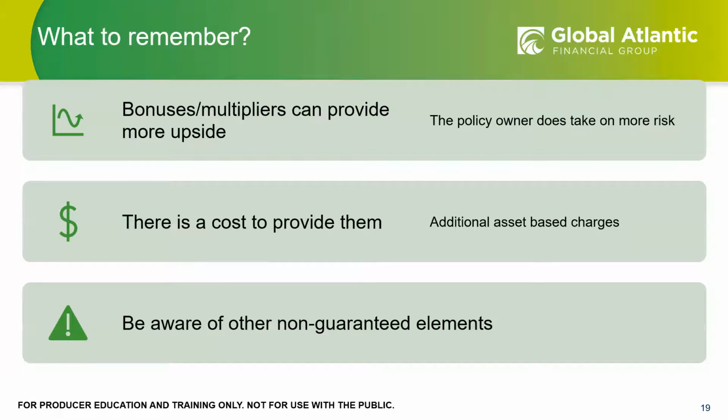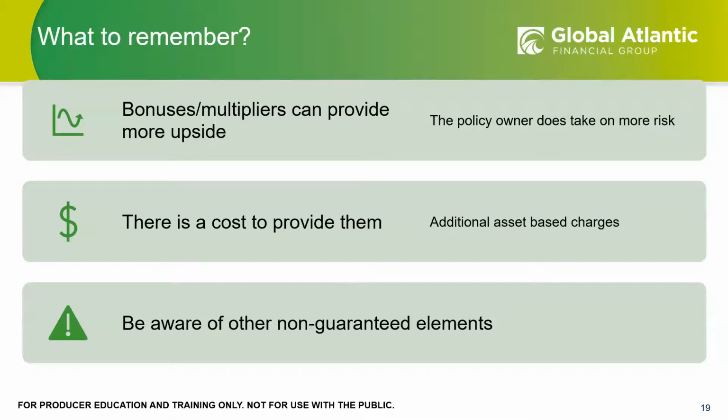Some things to remember about bonuses and multipliers: number one, they provide more upside for your client. When the index change is very great, they do very well for the client, but it does add additional risk. It takes the traditional IUL value proposition of upside potential and downside protection, and it still gives them downside protection. It's just that now the downside is negative. Whereas before, the only negative was the policy charges that would deduct from the actual contract.